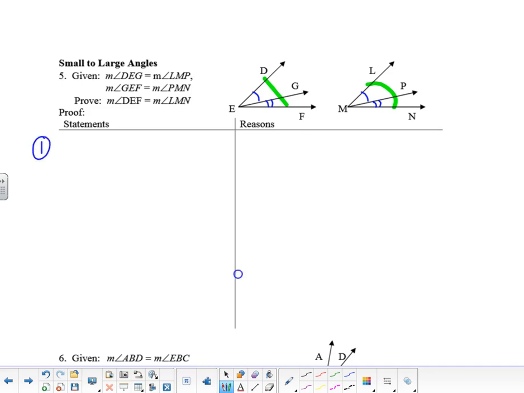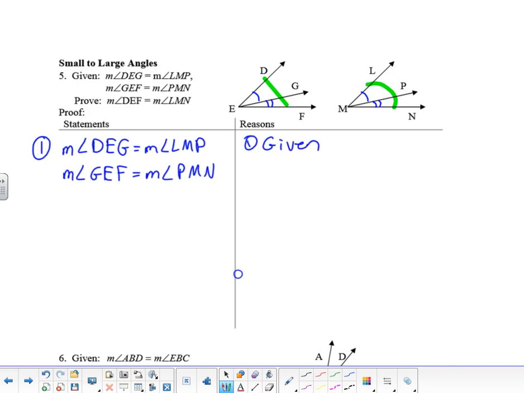We're going to use the addition property. So let's go ahead and start with our givens. The measure of angle DEG equals the measure of angle LMP. The measure of angle GEF equals the measure of angle PMN. Given. And now we're simply going to add those together. So we say measure of angle DEG plus the measure of angle GEF equals the measure of angle LMP plus the measure of angle PMN.